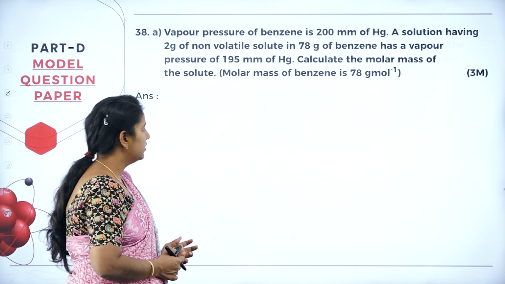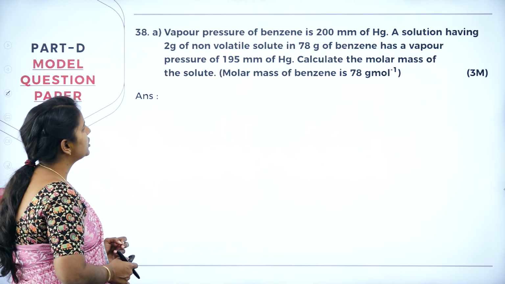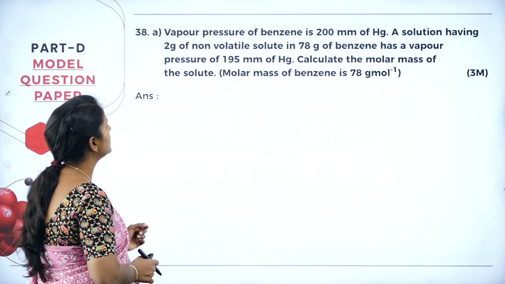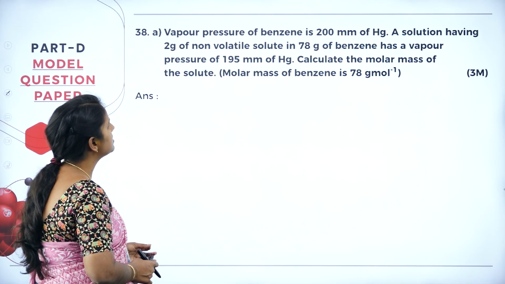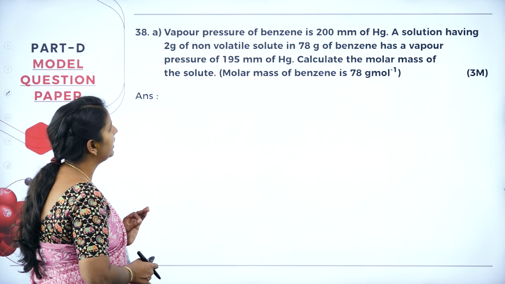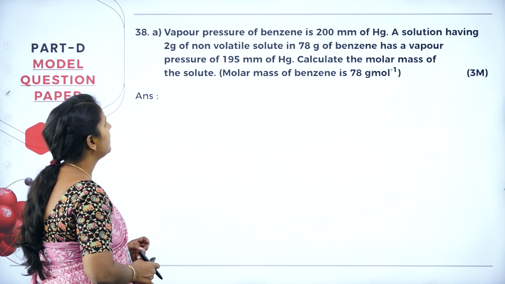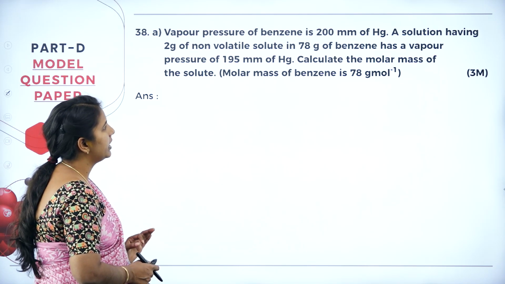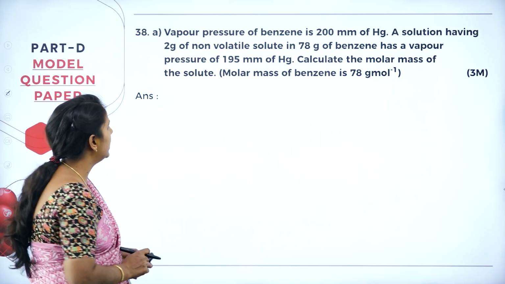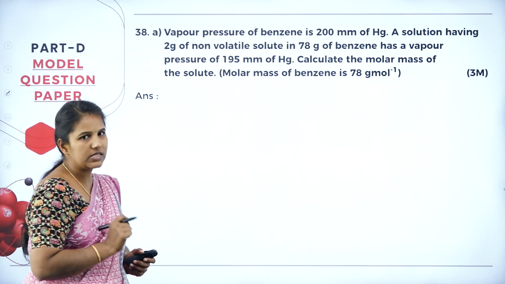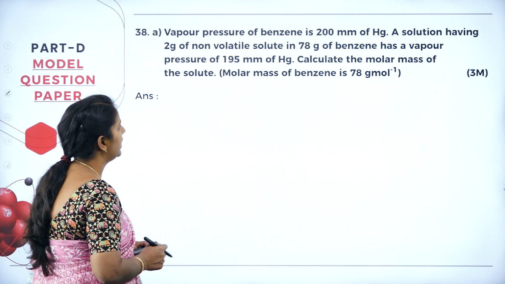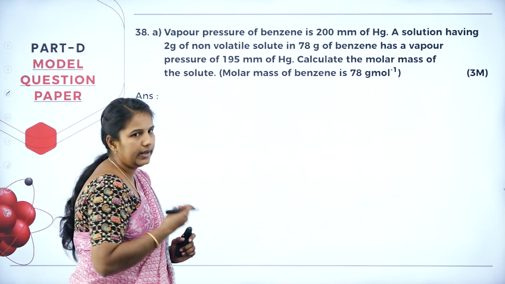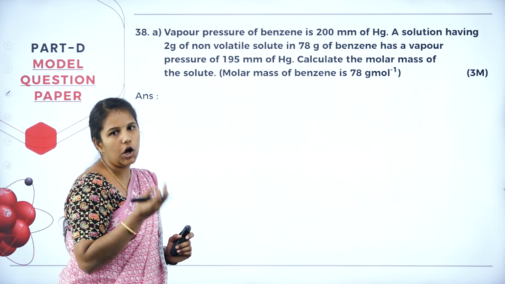Okay. Next, vapor pressure of the benzene is 200 millimeter of Hg and the solution which is having 2 grams of non-volatile solute in 78 grams of benzene has a vapor pressure of 195 mm of Hg. Calculate the molar mass of the solute, and the molar mass of the benzene is also given, that is 78 gram per mole.